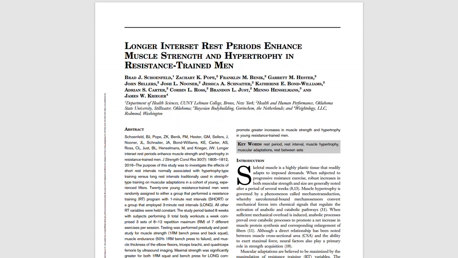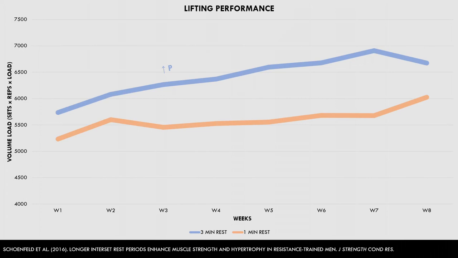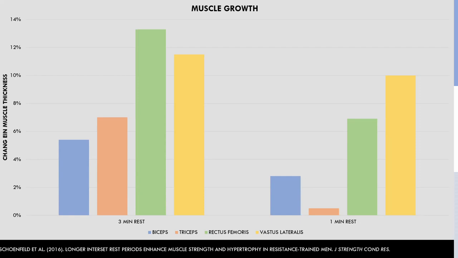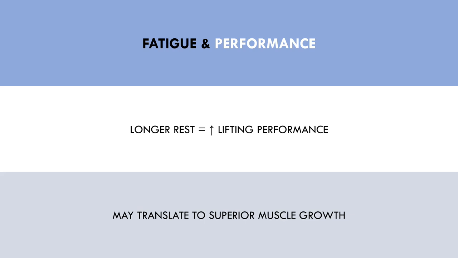This can be seen in this study, which compared different interset rest periods on hypertrophy outcomes. Trainees performed full body resistance training sessions 3 times per week with either 1 or 3 minutes rest between each set. After an 8-week training program, we can see here that volume load, meaning sets times reps times load, was greater in the 3-minute rest group compared with the 1-minute rest group. This suggests that when trainees rested longer, they were able to perform more reps per set or lift heavier loads on average. As a result, we can see that both groups achieved significant muscle growth, but the long rest group saw superior growth for all muscles measured. This study suggests that longer interset rest periods allow superior lifting performance, which may translate to superior muscle growth over time. So basically, our quality of training is greater when resting longer between sets.